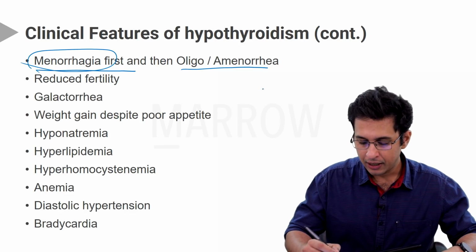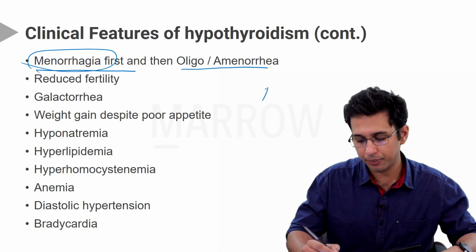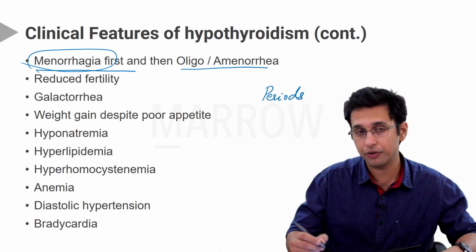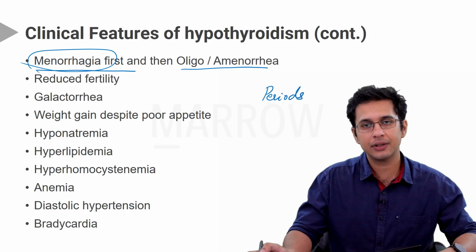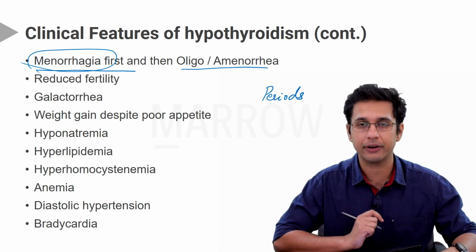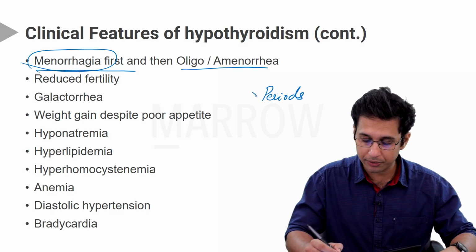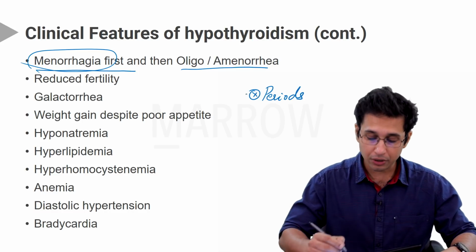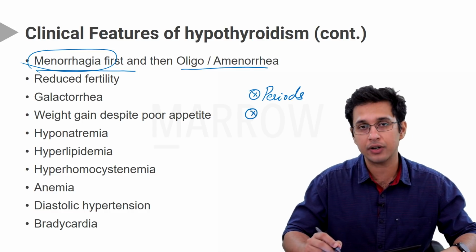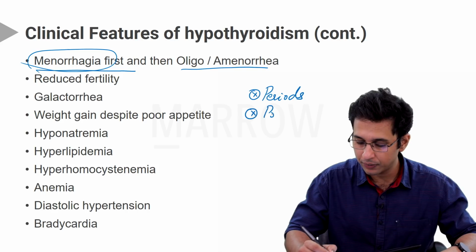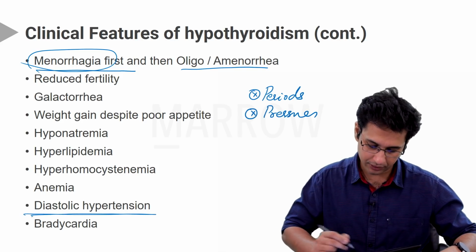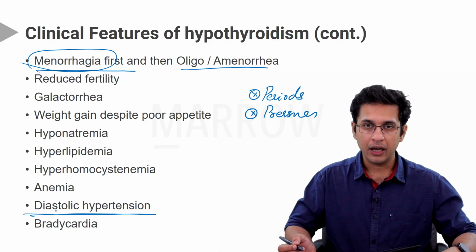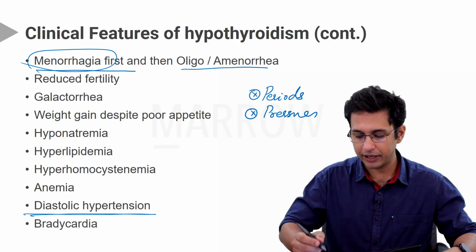So usually everything slows down except your periods. That's how you say it, right? Everything slows down except your periods. It's actually not a fun thing for a female patient, right? Also, I would usually add everything slows down except your periods and pressure. Look at the second last point. Diastolic hypertension. Okay. Everything slows down except the periods and pressure.